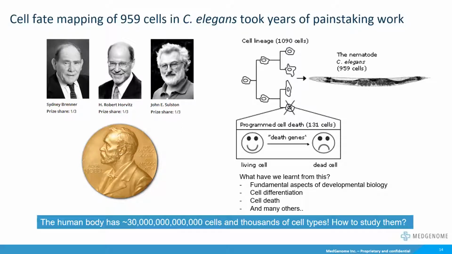Can you imagine what we can do with 30 trillion human cells and the thousands of cell types? How do you study them? These insights were originally found in C. elegans, where we have learned some fundamental aspects of developmental biology, how cells differentiate, how cells die, as well as many other stochastic features of these cells.